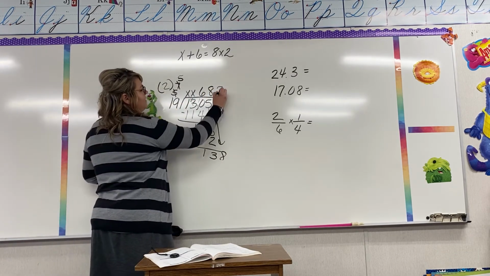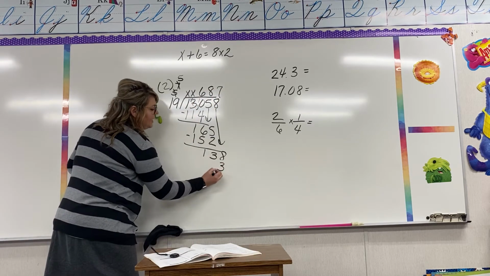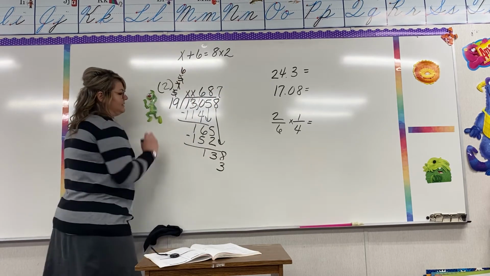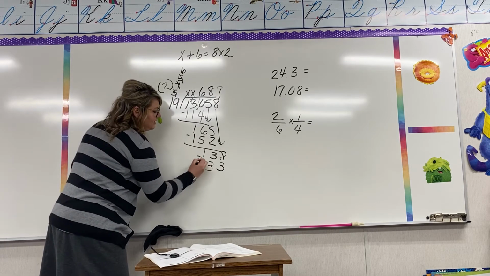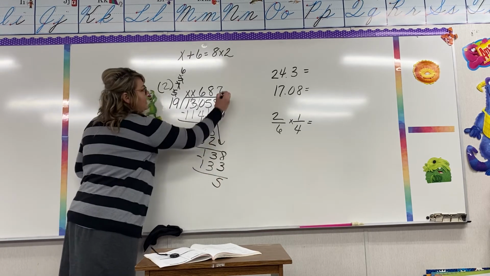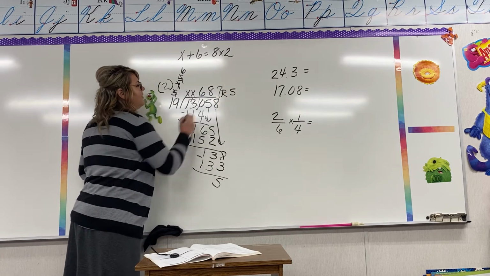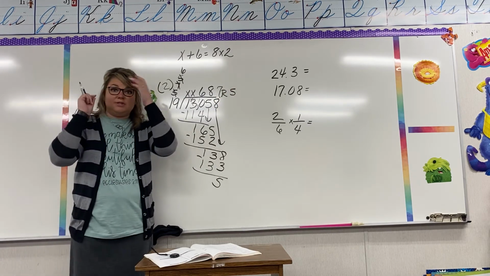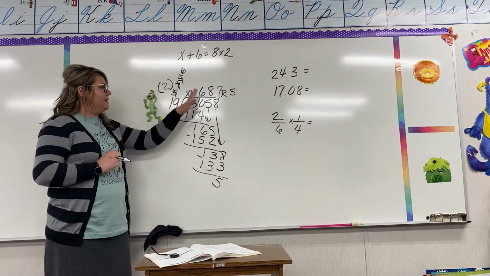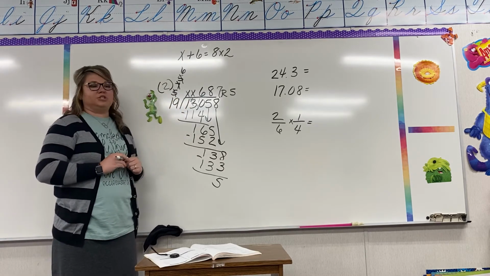So now let's do 7. 7 times 9 is 63. Put down my 3, carry my 6. 7 times 1 is 7, plus 3 is 13. Subtract, and I get 5. And so my answer is 687, remainder of 5. So that is just a reminder of how we do the double digit division right there.